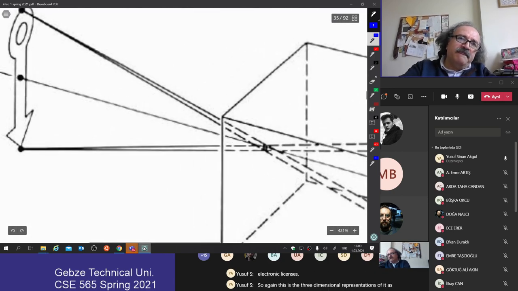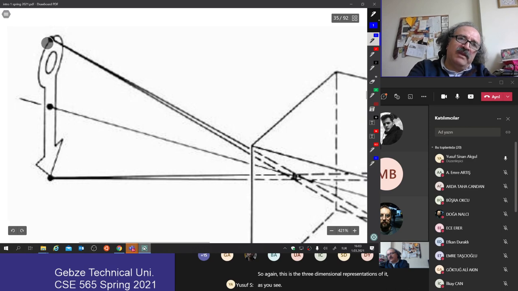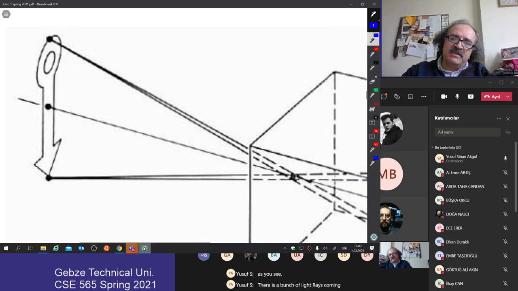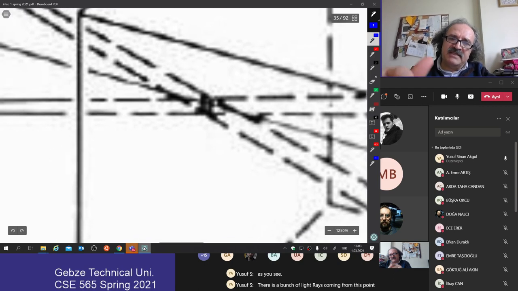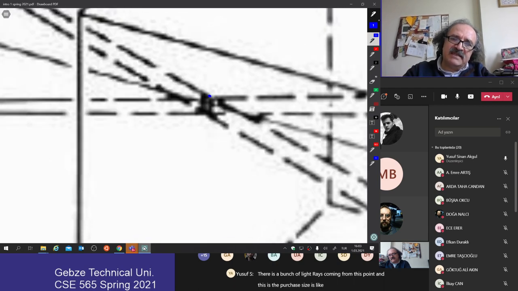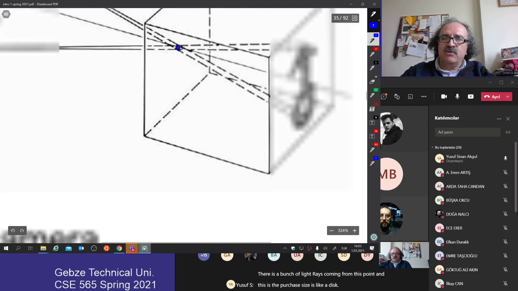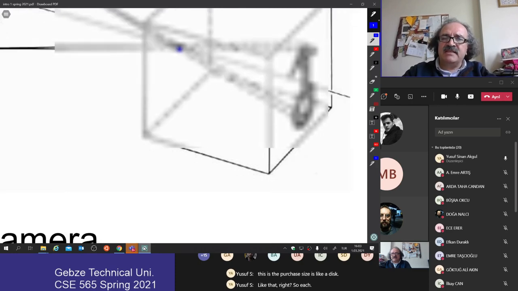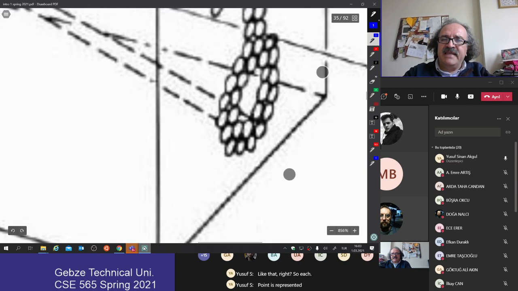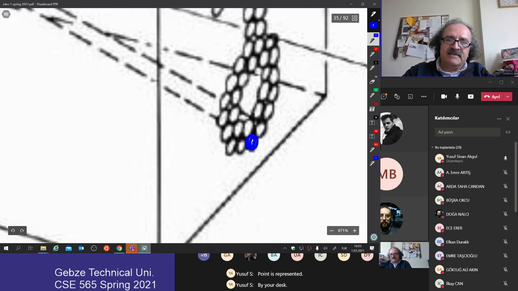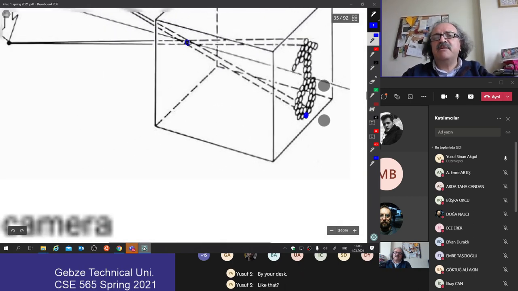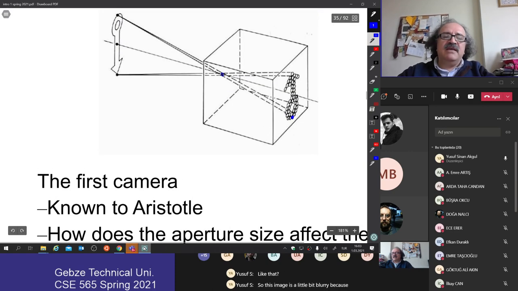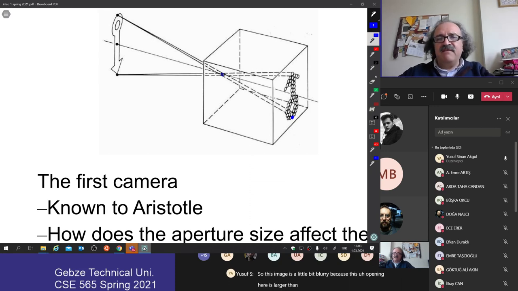Again, this is the three-dimensional representation of it. As you see, there is a bunch of light rays coming from this point, and this is the aperture size. It's like a disc, right? So each point is represented by a disc. This image is a little bit blurry because this opening here is larger than infinitely small, whatever it is.